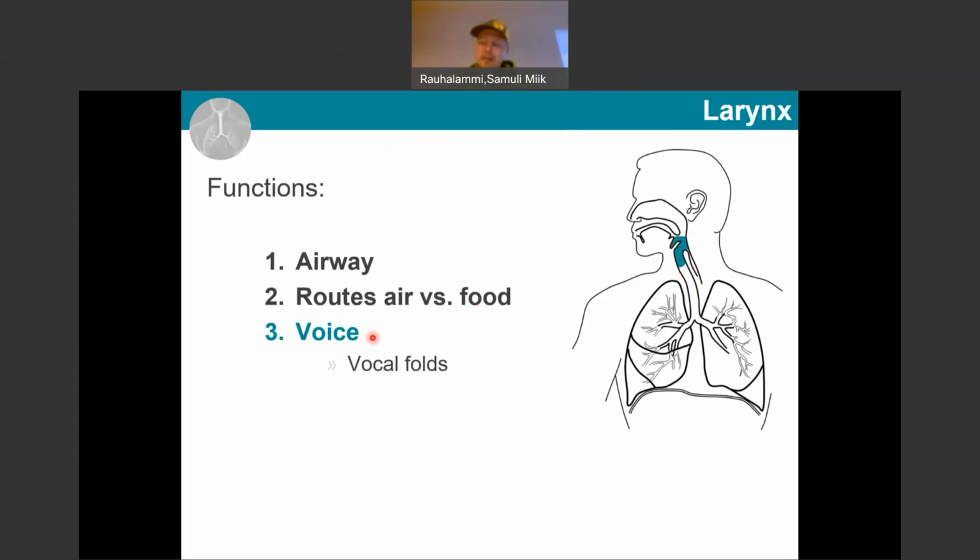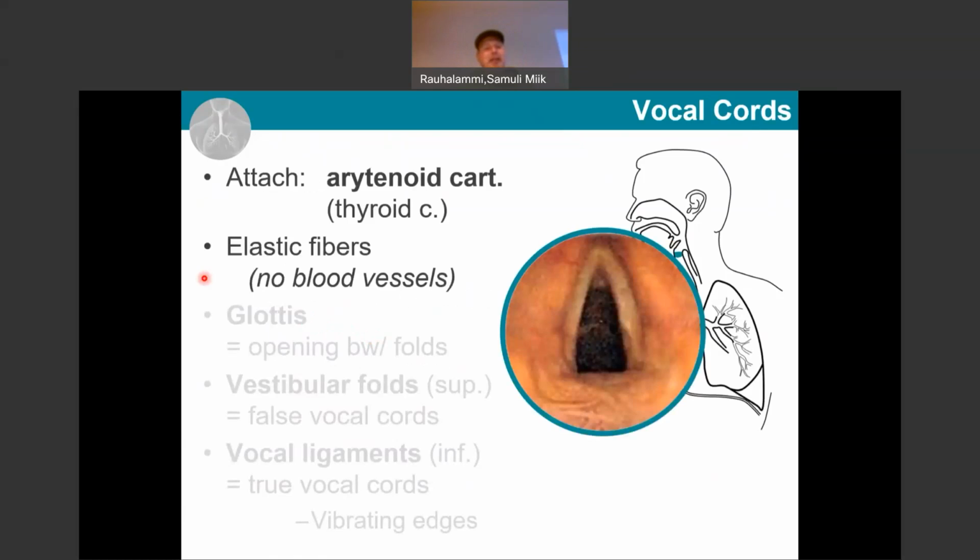And I want to talk a little bit more about the vocal cords. So let's have a look at that. Like we saw, the vocal cords attach to the arytenoid cartilages on both the right and left side. They are actually elastic fibers. If you look at this picture that has been taken by putting a camera down someone's throat, you can see the vocal cords here, and they appear very whitish. That's because there's no blood supply to the vocal cords, so they don't get a reddish color as such.